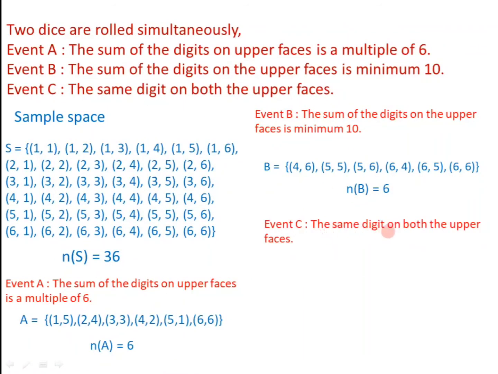Event C is the same digit on both the upper faces. We have to check the sample space and each sample point in which there is the same digit on both the faces. So the first element is 1 1. In the second row it is 2 2. In the third row it is 3 3. In the fourth row it is 4 4. In this way we get set C is equal to 1 1, 2 2, 3 3, 4 4, 5 5 and 6 6. So again 6 elements are there in set C. That's why n of C is equal to 6. So these are the number of sample points in each of the events that are given to us.